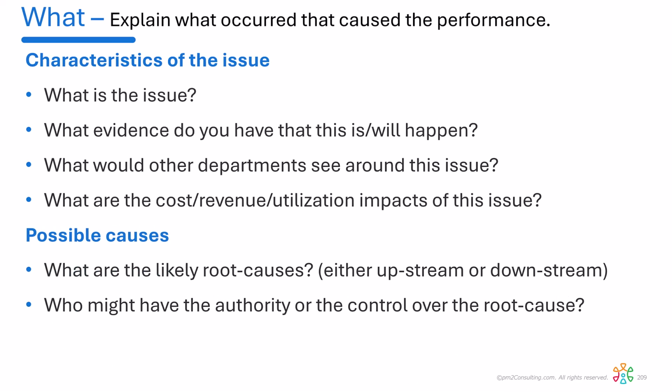Secondly, answer the question about what are the possible causes? So what are the likely root causes? And some of these might be outside your control, either upstream or downstream. And who might have the authority or control over these root causes? It'd be also interesting to know what things you've considered as being a possible cause, but excluded. You've proven those aren't causes, and that way people don't need to waste their time bringing them up again.